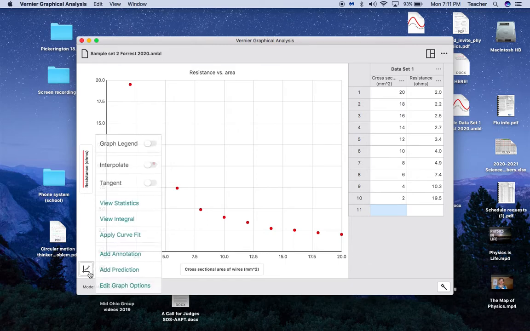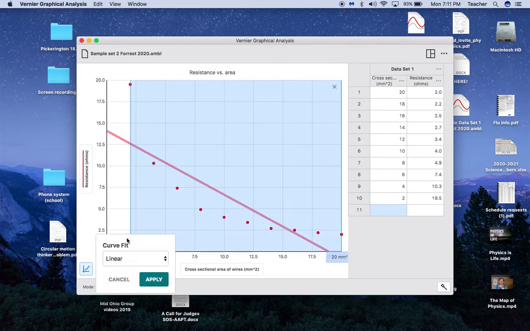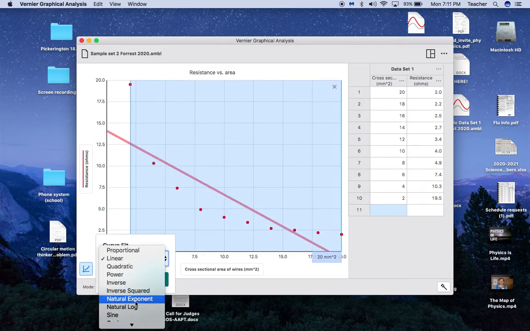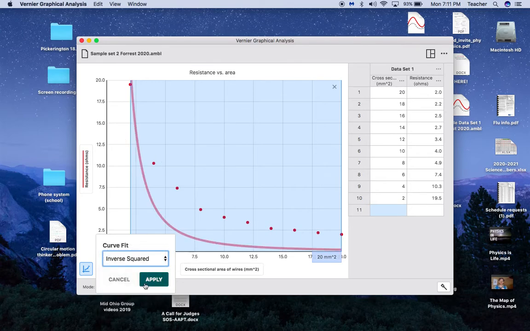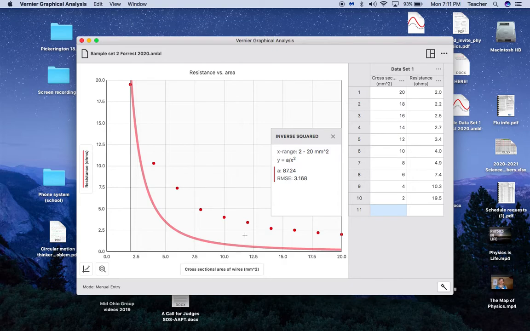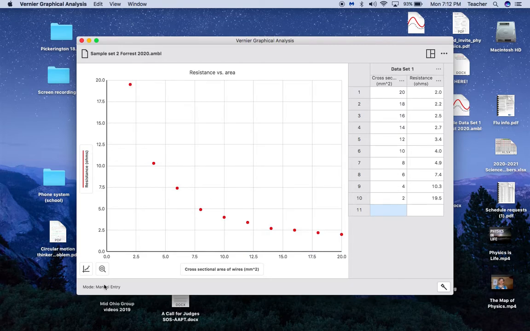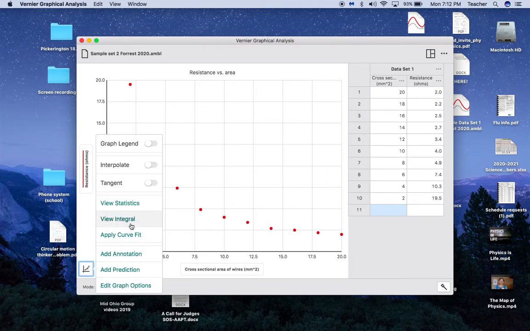I'm also going to try inverse squared. Ooh, that doesn't look very good. See, I think this should be an inverse square relationship. So I am learning some things about this as well. Oh, no, I don't think so, because I've got the area. So that's okay. So we'll go back with the inverse relationship.